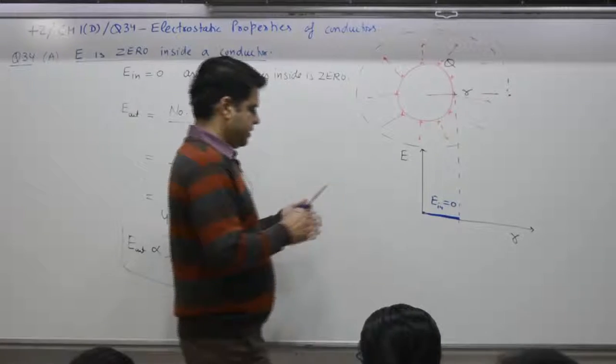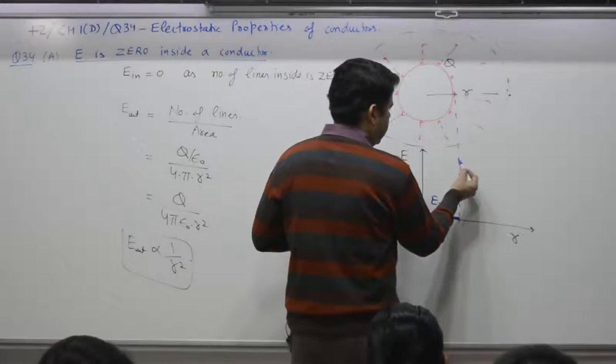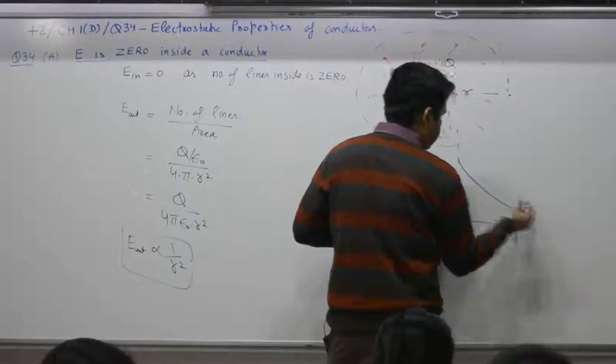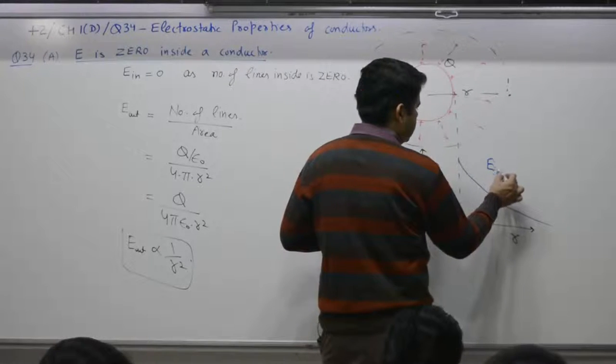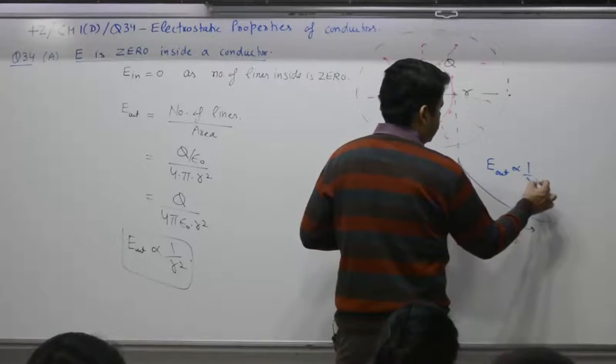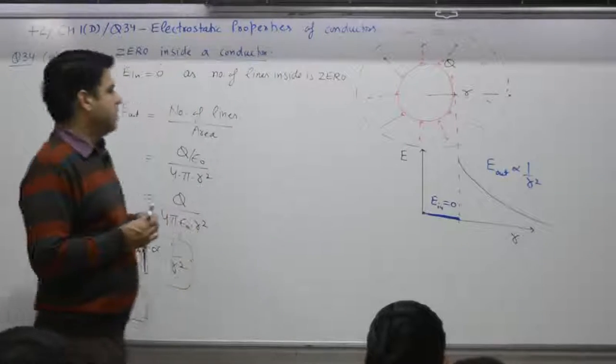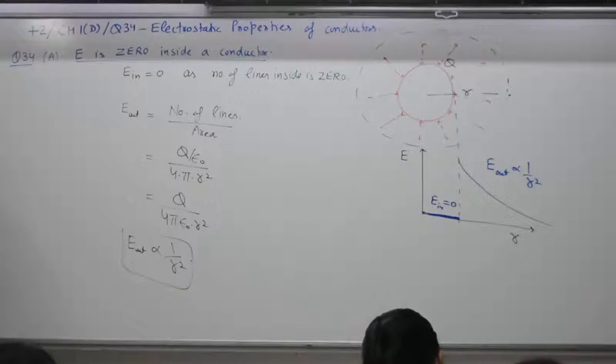So outside, as r increases, E decreases. E outside is inversely proportional to r square. 1 minute to complete.